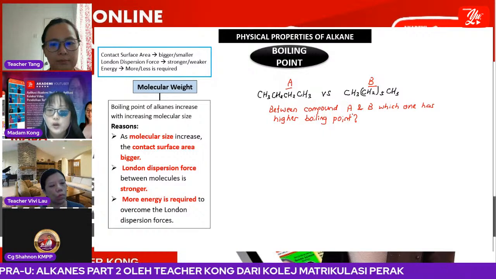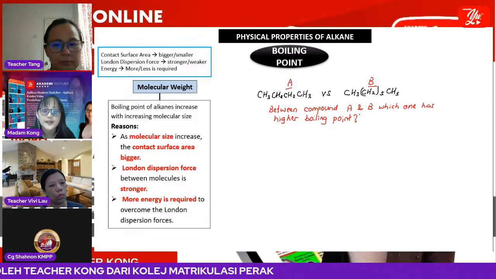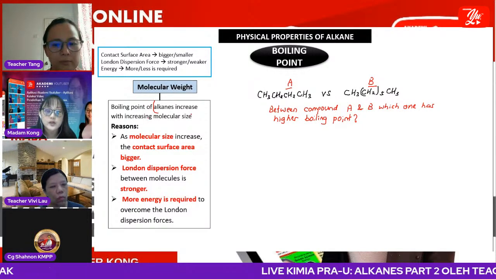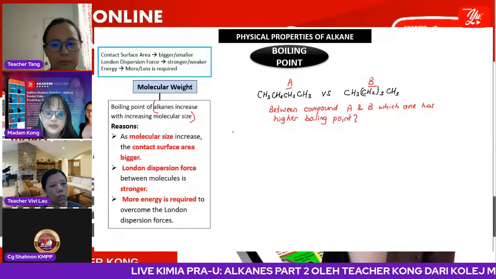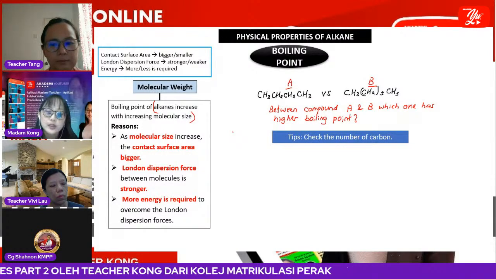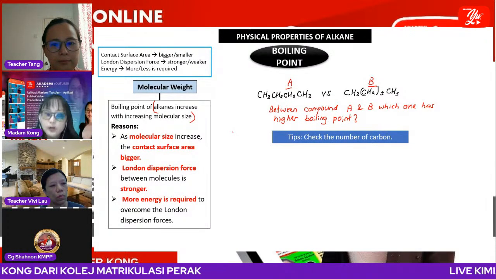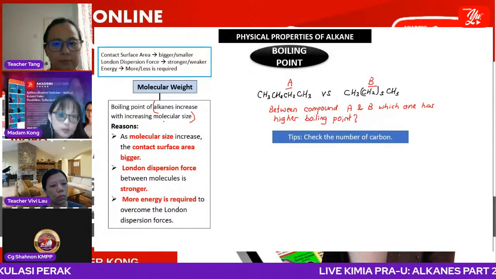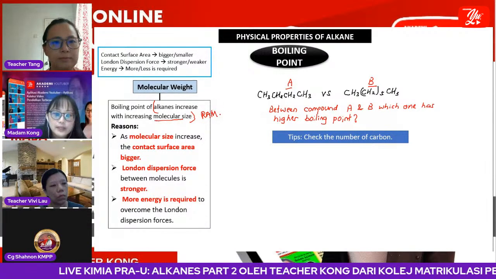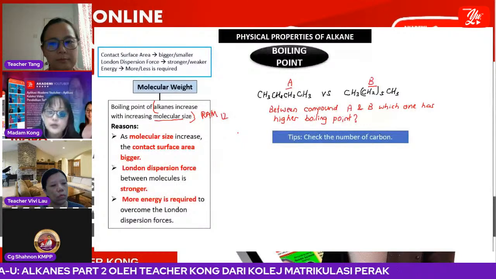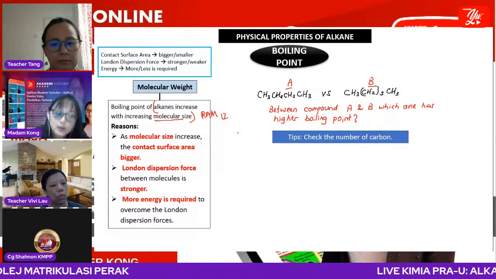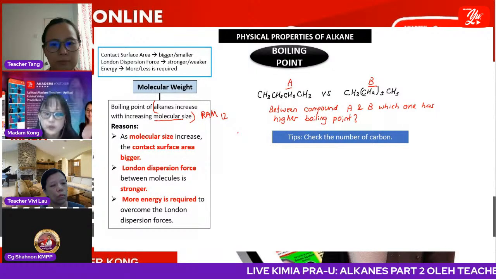Compare between compound A and B, which one has the higher boiling point? You try to apply the concept: boiling point of alkanes increases with increasing molecular size. The easiest way, I give you some tips: check the number of carbon. But when you do the explanation, we wouldn't explain in terms of number of carbon. Yes, we know the number of carbon, but we explain it's due to the molecular size, because for each carbon, the relative atomic mass, RMM, you always write like this, is 12. So when the number of carbon increases, the molecular mass increases by 12. When there is one extra carbon, you add 12. Two carbons become 24, and so on.